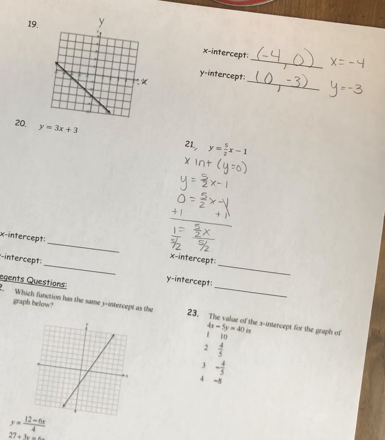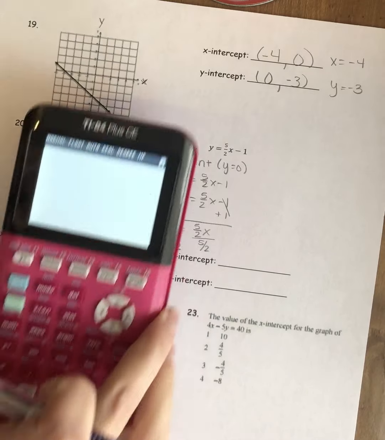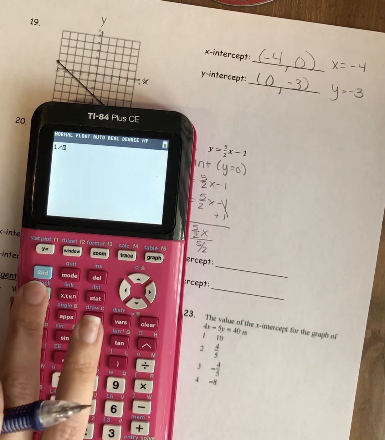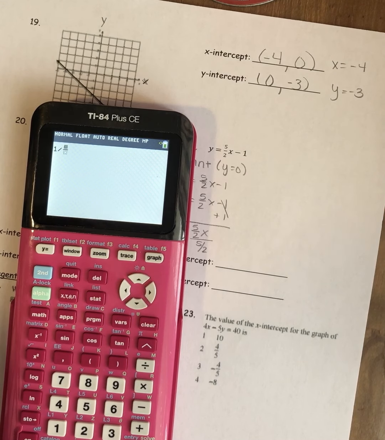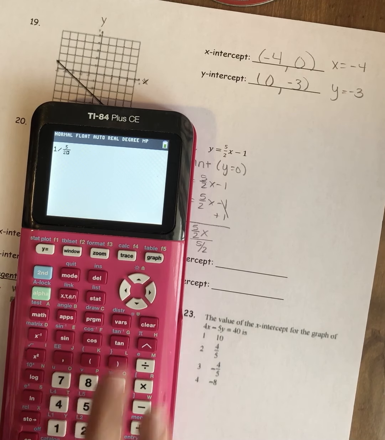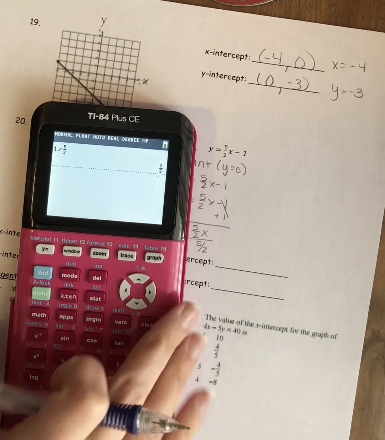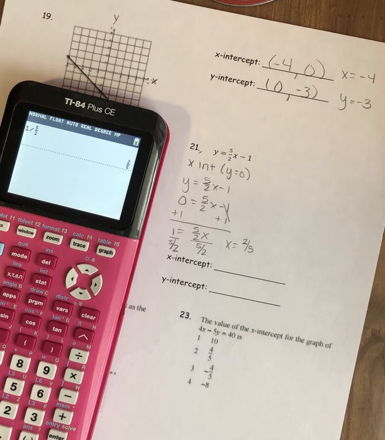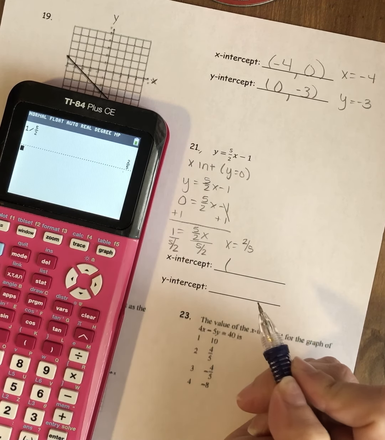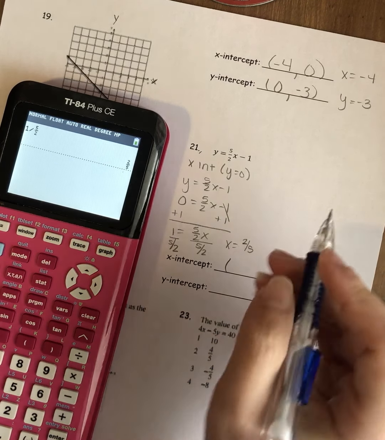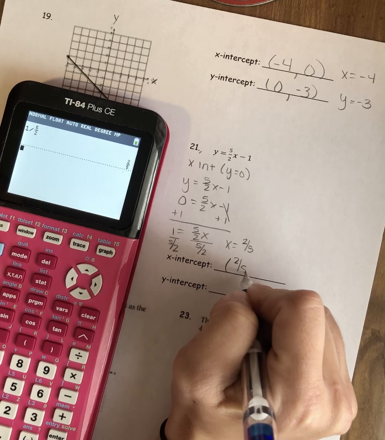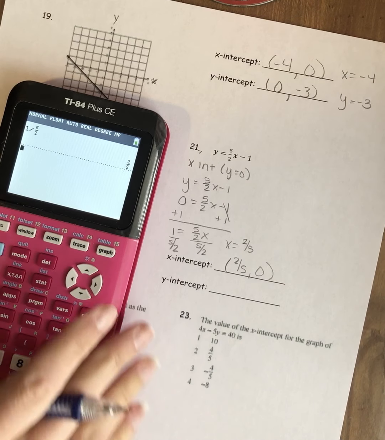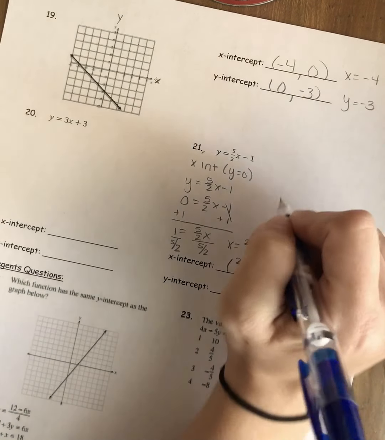So in your calculator, you're going to do 1 divided by, and then remember it's alpha y equals, enter for the fraction, 5 over 2, and hit enter. And we get 2 over 5 as our answer. So x equals 2 over 5. You can leave that as a fraction. That is absolutely fine. So I'm going to write this as 2 over 5, comma, 0, as my point. Now I still need to find my y-intercept.